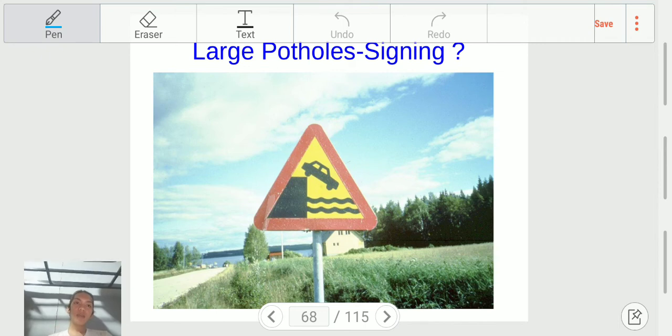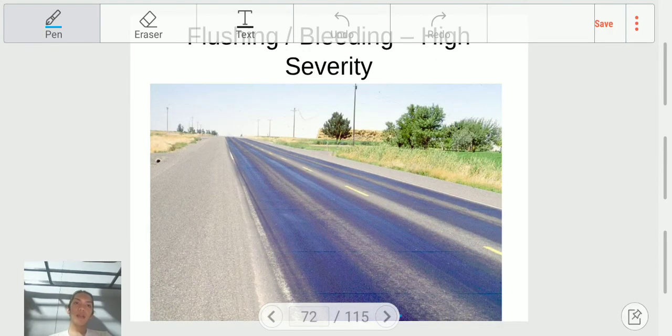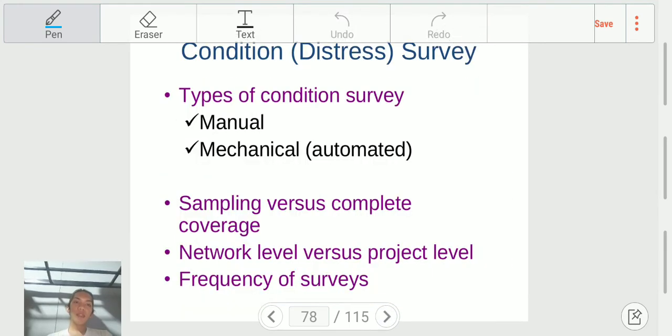This is the sign road. Yeah, sign road, dead end. Sa sunod, severity. Yan, rating, severity. Yan, mga examples niya yan.